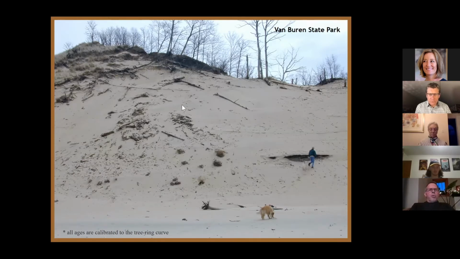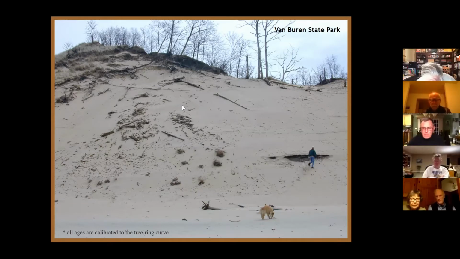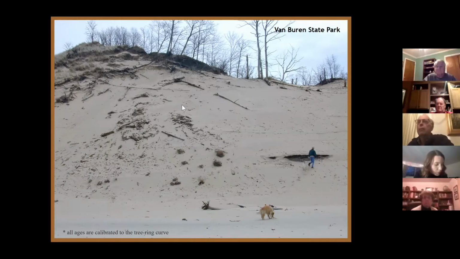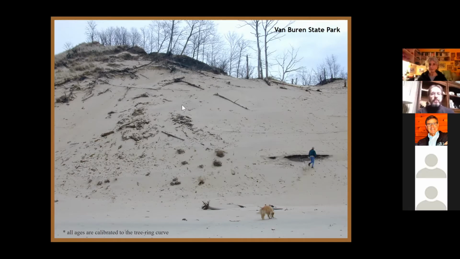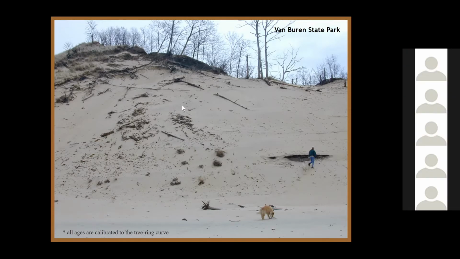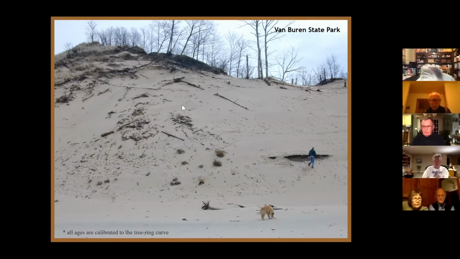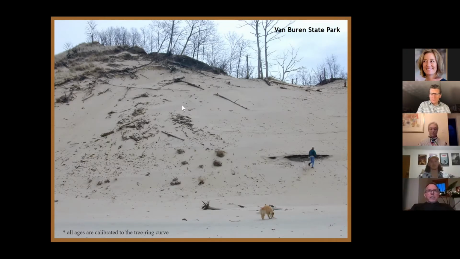At this point, we have over 250 total dates on these dunes, which makes them one of the best developed and studied dune fields in the world. This is at Van Buren State Park, which is in the southwestern part of Lower Michigan, and this will be representative of what we found. Again, I was lucky. Nobody had studied these things.